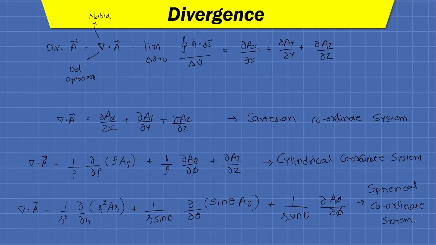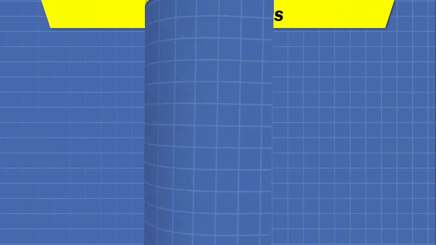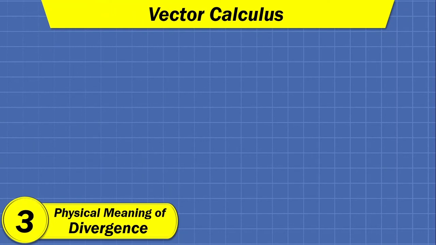So these are the three equations to find divergence in different coordinate systems. Now we will move towards the physical meaning of divergence. From the equation that we have derived, we can say the physical meaning of divergence is, if A bar is any vector, then the divergence of that vector is the outflow of that quantity from a closed surface per unit volume, and our volume is also shrinking to 0. Fine.